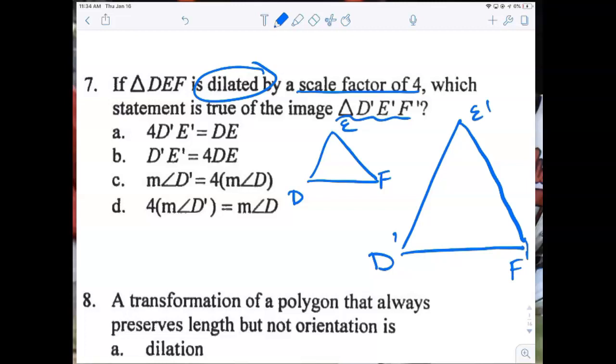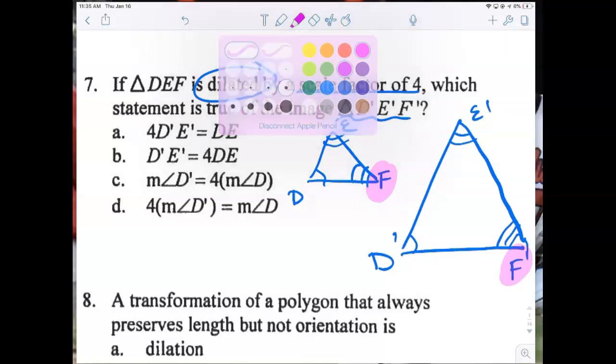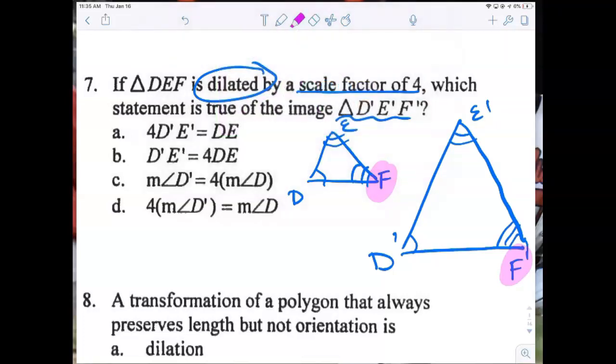So if you notice, our pre-image and image points are matching up. So one first important trick is anytime we're dilating a shape, the angles are going to stay the same. So all these angles should be congruent. But the sides are going to change. So this can be a little bit tricky, so we're going to highlight this to help us. So you can sort of get rid of C and D because those are talking about angles.